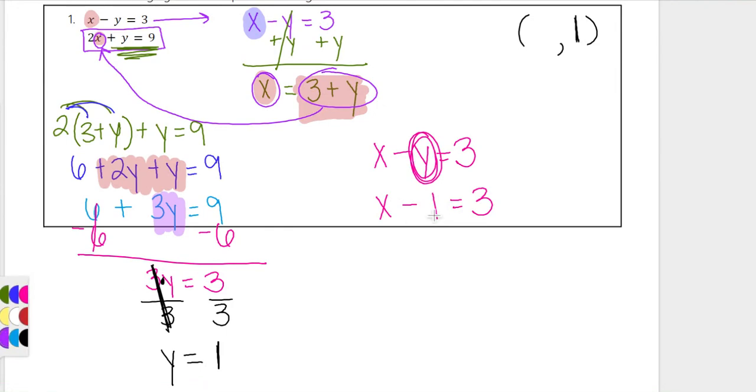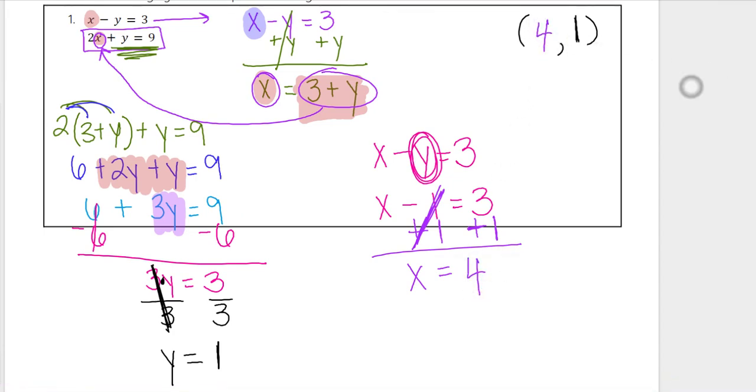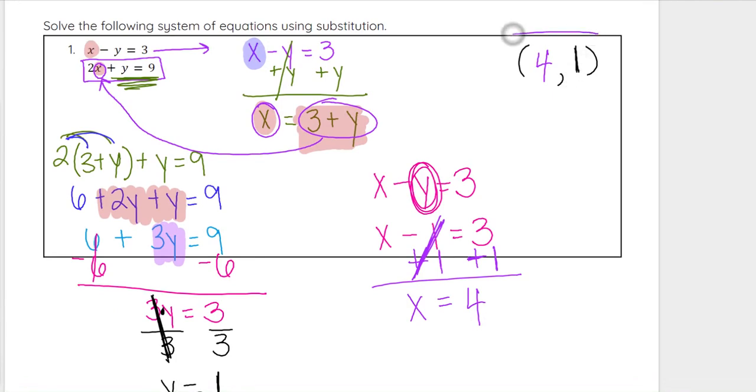And now we just solve like a basic linear equation. Inverse operation tells us to add 1 to both sides so that we can cancel out that minus 1 and get just x on the left side. 3 plus 1 is 4. So 4 is the x coordinate, and we already know the y coordinate. So 4 comma 1 is our ordered pair.